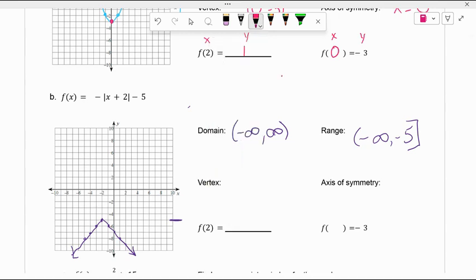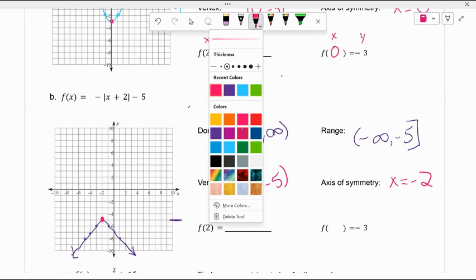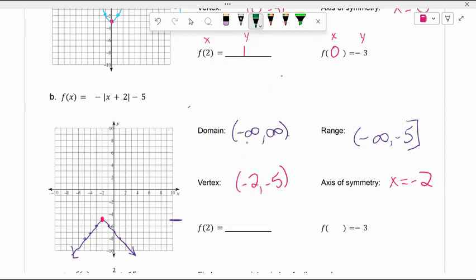Our vertex, our point right here, is at -2, -5. Axis of symmetry is x equals -2. And again, one way that we can get what f of x is, is plug it into the equation, but we don't need to. X equals 2, we go down to our y, it's -9. And f of something's -3. Well, we go -3 on our y, there's nothing there. There is no value that will give us a y value of -3. So that can't happen.